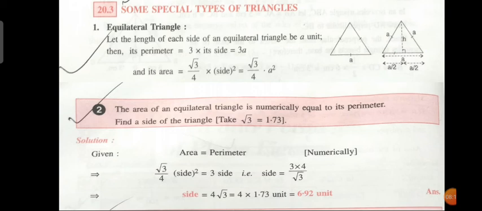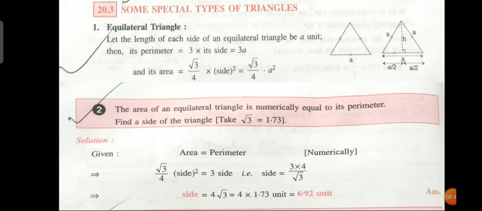It is the equation to find the area of a rectangle. Sorry, equilateral triangle. Perimeter is 3a and area is root 3 by 4 a square, where a is the length of each side of the equilateral triangle. That should be remembered. This is a very important one, and the equation is given for you.